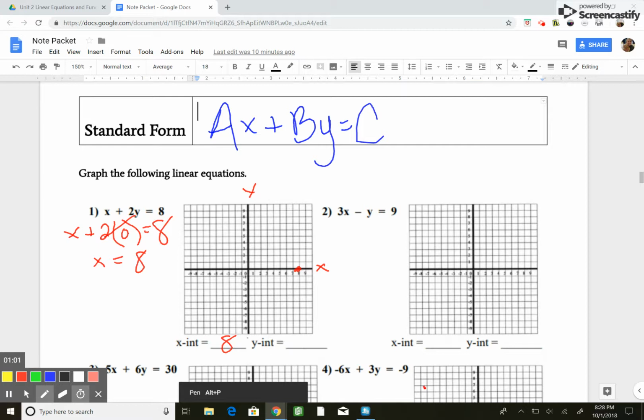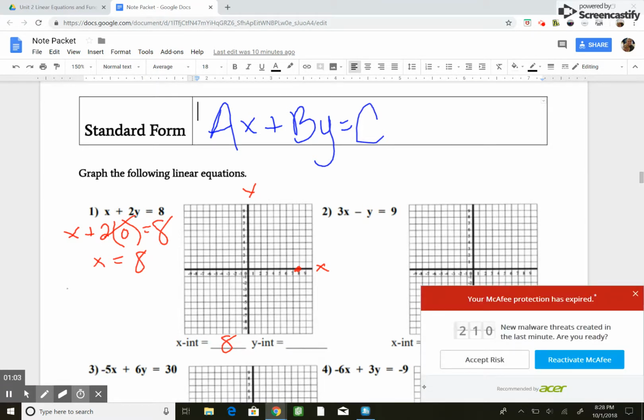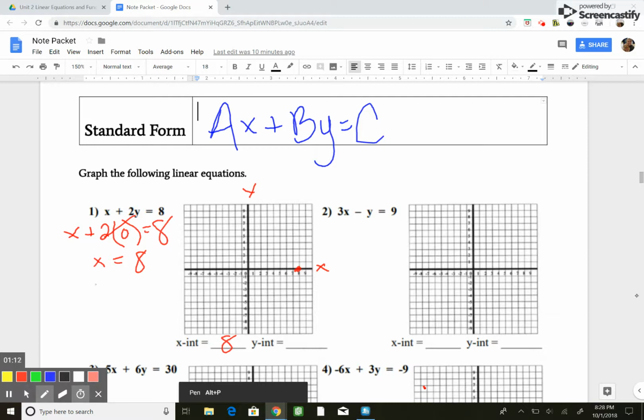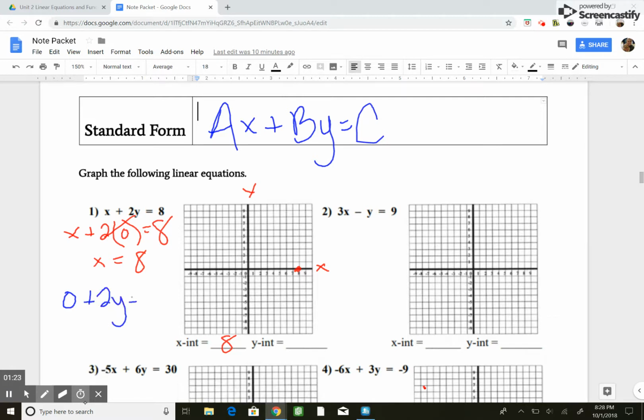And now I'm going to find my y-intercept. My y-intercept is where x is 0. So I'm going to take 0 and plug it in for x, and then solve for y. So that goes away, and then I just divide by 2, and y equals 4. So my y-intercept's 4, so on my y-axis I'm going to go up to 4. And then once I have the 2 points plotted, I'm just going to connect them.